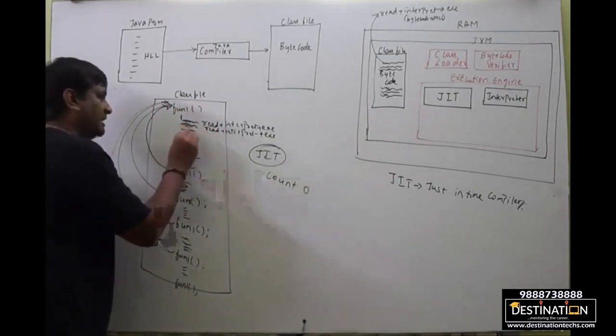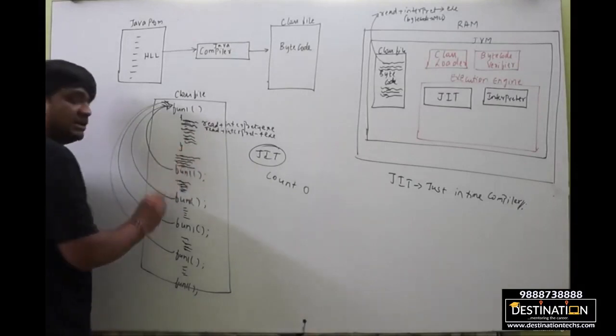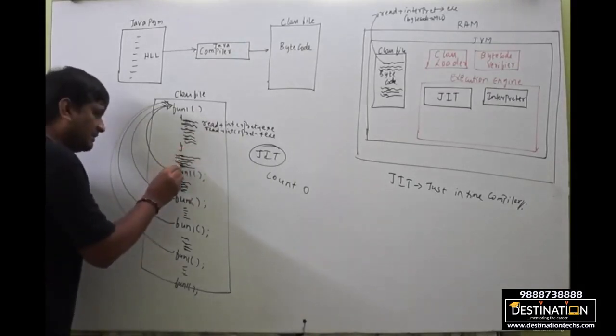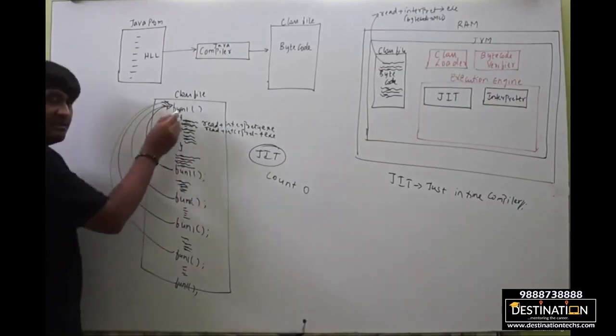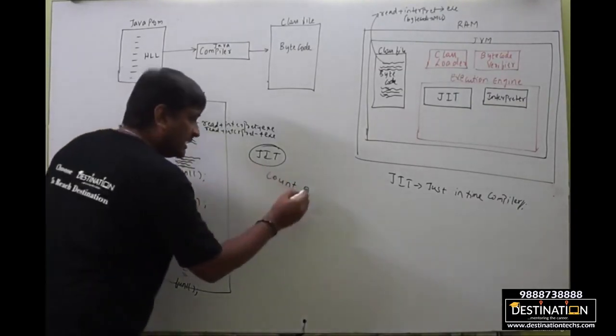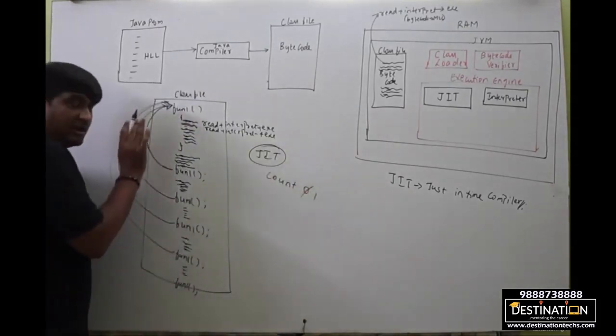Read the first line, interpret, execute. Read the next line, execute. After that, some more lines are there, it will execute. Now I am calling the fun1 method. So for the first time I am calling the fun1 method, hence your JDK will increment the value from 0 to what? 1.